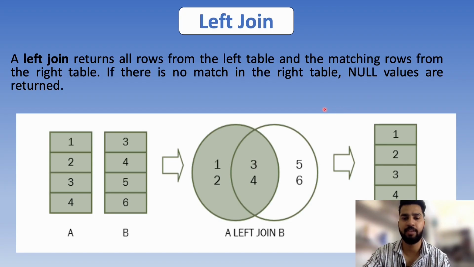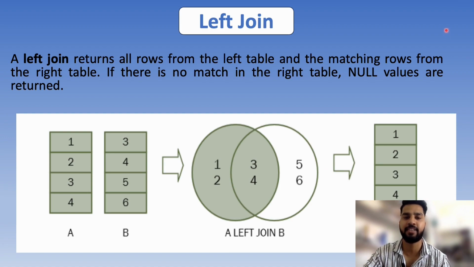Now let's see left joins. Left join returns all the rows from the left table and the matching rows from the right table. If there is no match in the right table, it will return null values. If I take an example of left join, the left table has information A and the right table has information B. A left join is like inviting everyone from the left group and some from the right group. If people from the left group have matching information in the right group, they join the party. If not, they still show. So this is how left join works.